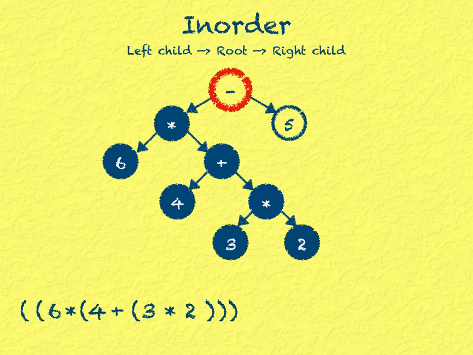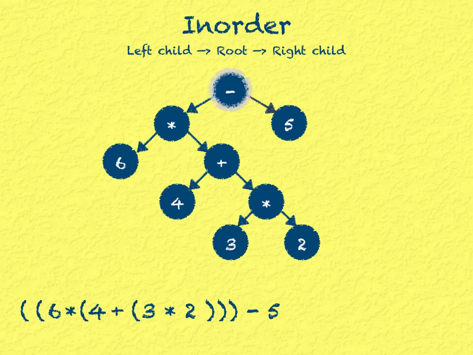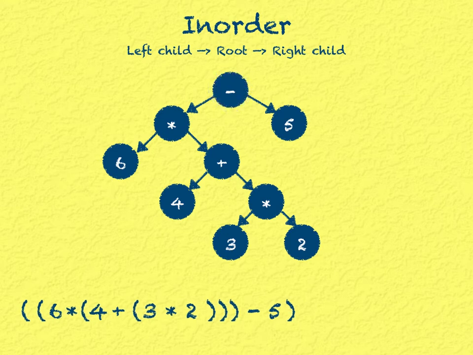I come back up to minus. We're back at the root, so I visit that minus. I come down to 5. 5 is a leaf. We insert it. Come back up to the root. Both the left and right subtrees are complete, so now we can insert another closed parentheses. That's completing our traversal.